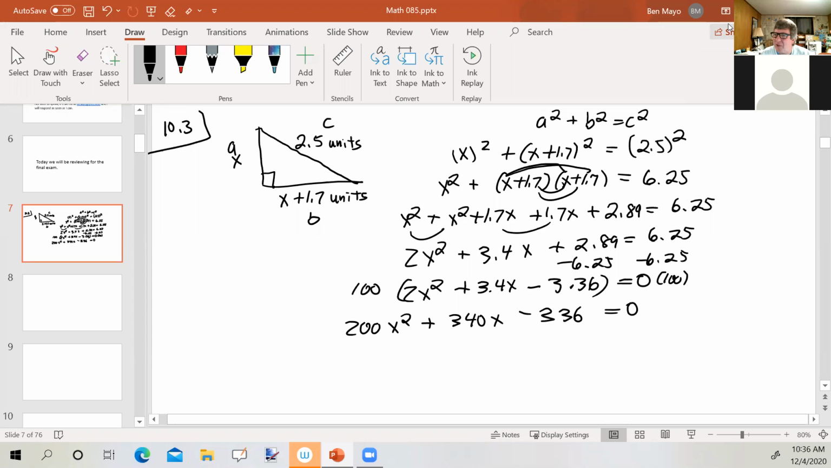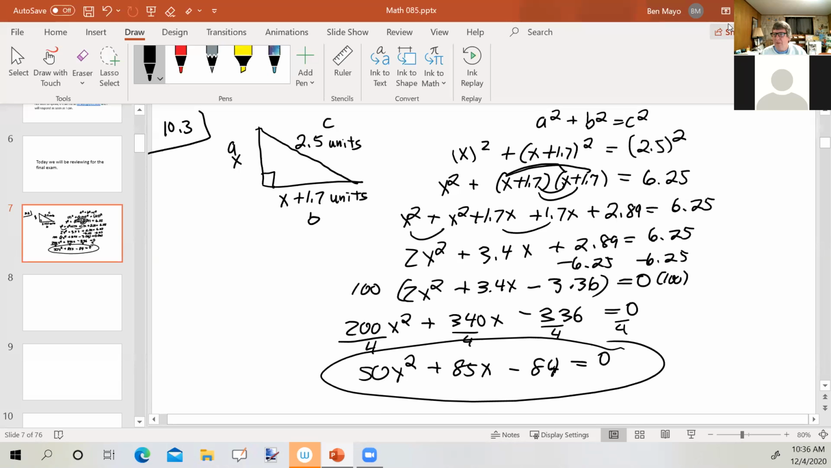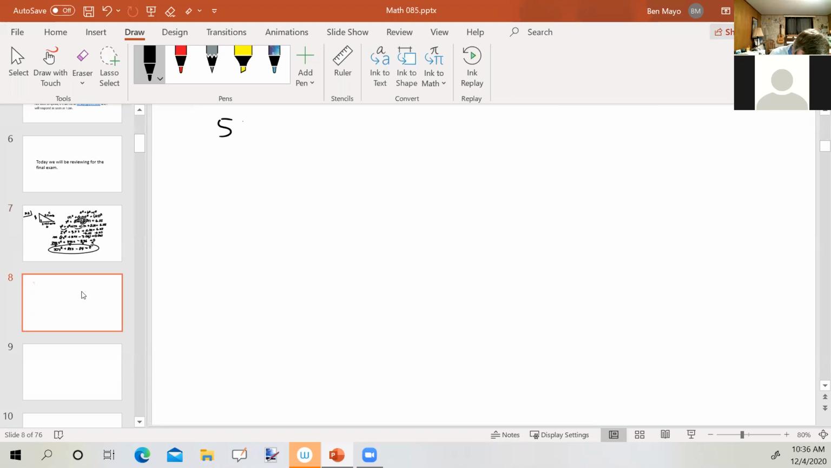All right, let's see. Now I'm going to be putting that into the quadratic formula, but I'm going to get rid of my decimals first. So I'm going to multiply both sides of the equation by 100, which gives me 200x squared plus 340x minus 336 equals zero. But I could also reduce that down, and I'm going to divide everybody by, I believe, 4. So let's take this and this and this. We get 50x squared plus, let's see, 340 divided by 4 is 85x minus 336 divided by 4, 84 equals 0. So now I'm ready to use that equation and plug it into the quadratic formula. So let me recopy that on the next page. 50x squared plus 85x minus 84 equals 0.